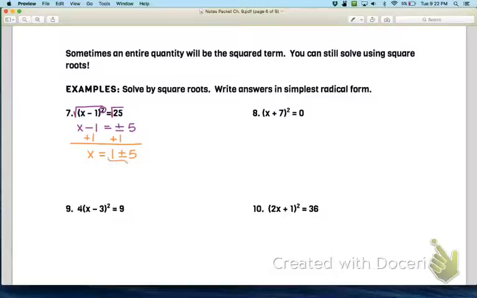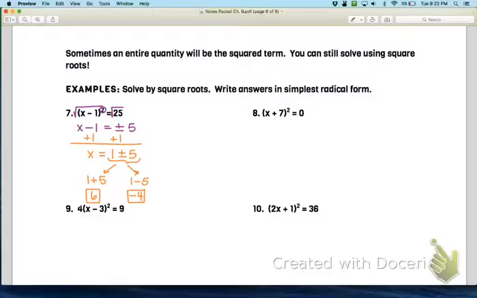So now this is an expression. It does not just stand for positive 5 and negative 5. It stands for either 1 plus 5 or 1 minus 5. And that doesn't give us positive or negative 6. That gives us positive 6, but 1 minus 5 gives us negative 4. So you have to evaluate the two expressions. Go ahead and try number 8 on your own.